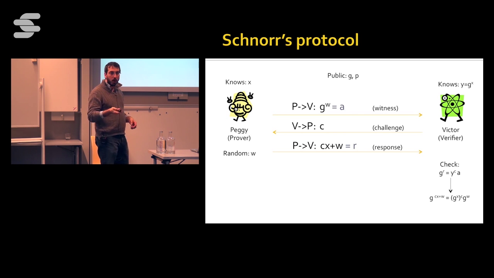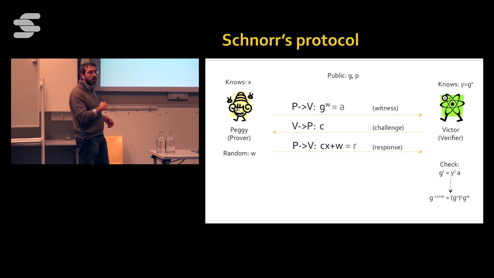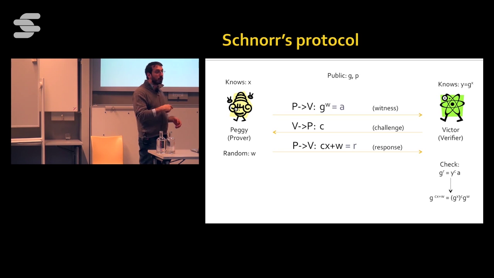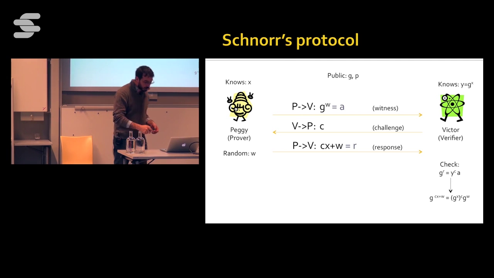Why is that secure? Why does it work? Why is Victor now convinced that this must be Peggy because she knows X? And how do we know that this doesn't leak any information about the secret X? How do we know? Okay? Very simple protocol to explain, very difficult to convince ourselves that it is secure. Okay? This is why Peter Schnorr is famous.